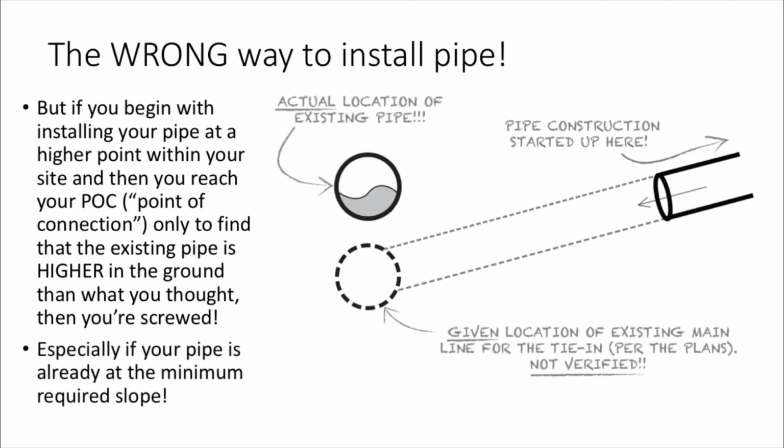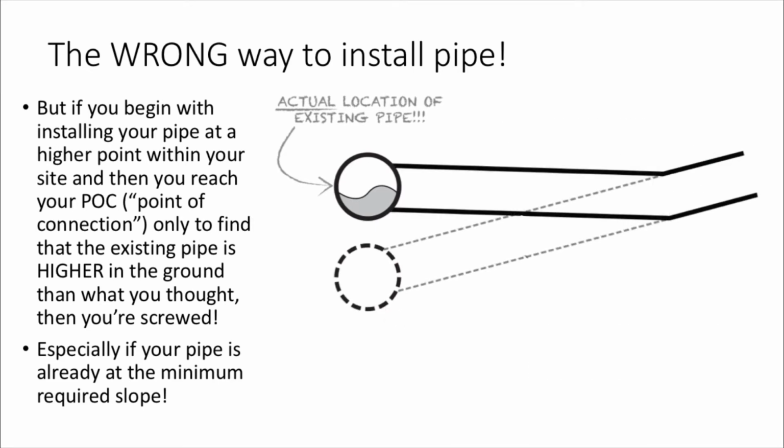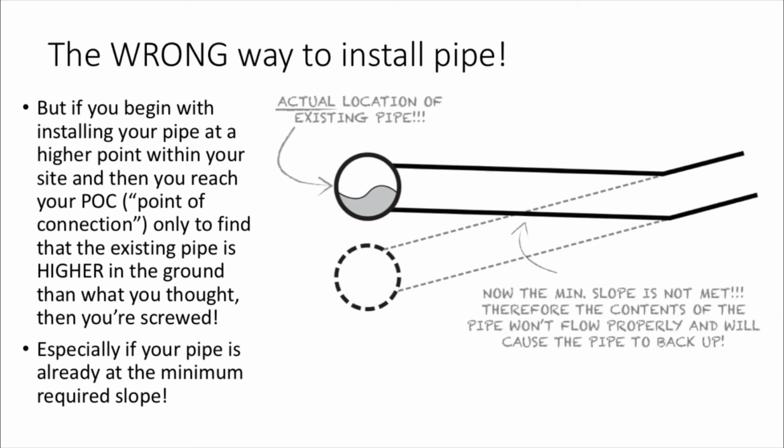Especially if your pipe is already at the minimum required slope. So in this example, you will now have to reroute your pipeline and start building up in order to reach that actual location of the existing pipe. But now your minimum slope is not met, therefore the contents of the pipe won't flow properly, and this will cause the pipe to back up. And again, now you're in a lot of trouble.